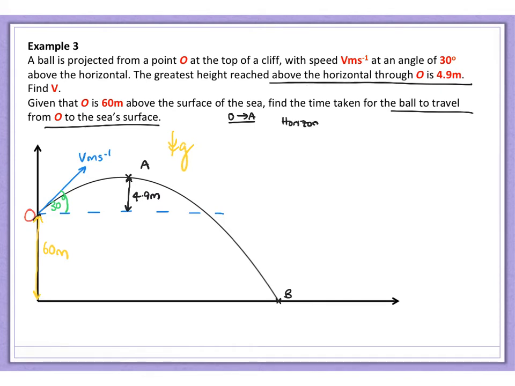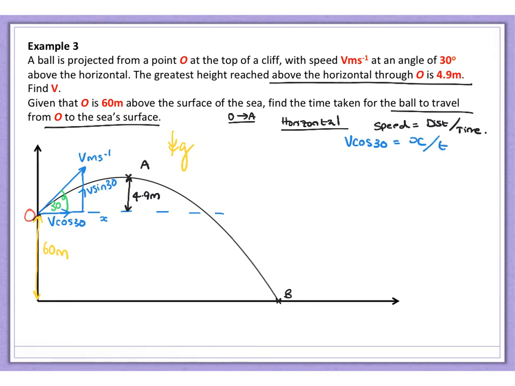Starting off horizontally, we know that speed equals distance travelled divided by time taken. So let's draw in our components. There's a horizontal component, which is v cos 30, and a vertical component, which is v sine 30. Of course, we know the values of cos and sine 30, which would be very useful. So horizontally, the speed v cos 30 equals the distance travelled from O to A. We don't know that. We'll call it x. And that's divided by the time taken, and we don't know that either.